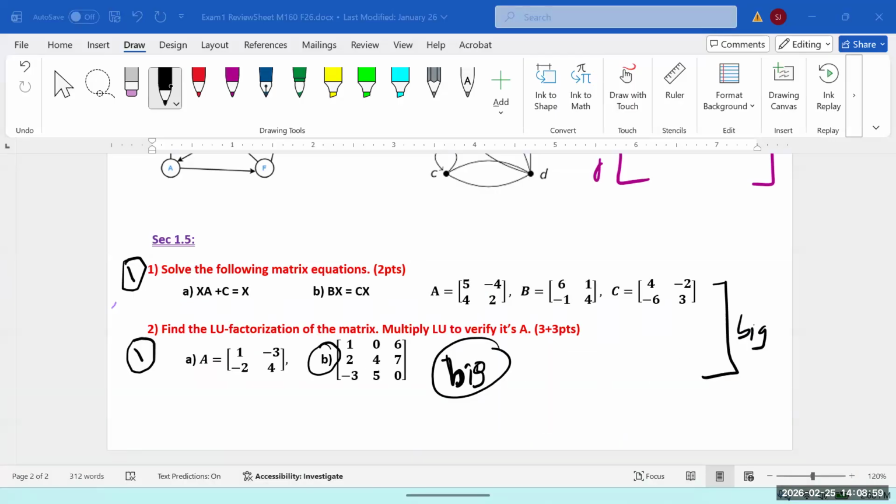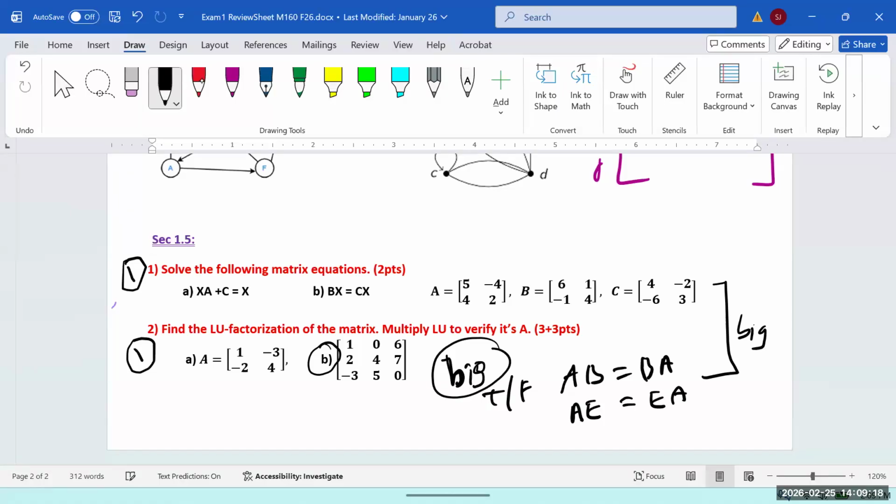What are some examples of the true-false question? One example. Is this true? AB equals BA. True or false? And then is this true? AE equals EA, where E is an elementary matrix. True or false? So AB equals BA is false because matrix multiplication is not commutative. However, elementary matrix is an exception. So for elementary matrix, this is true.